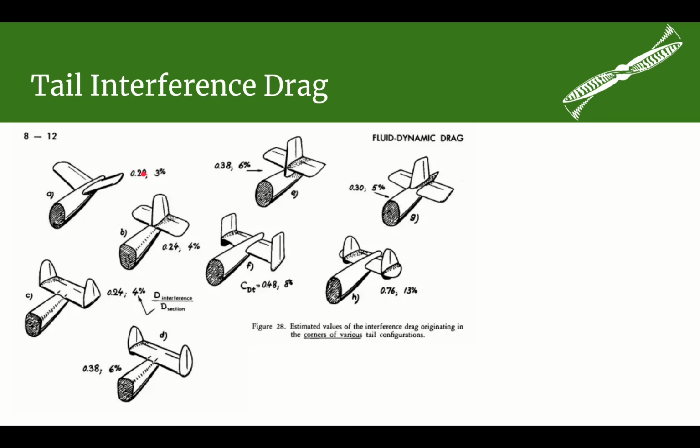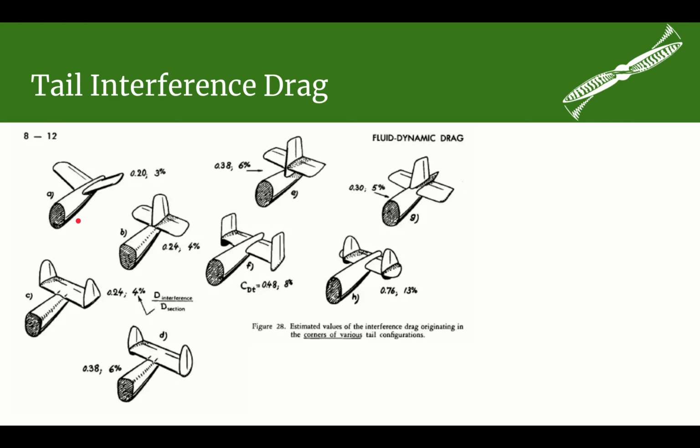Now, where are we going to get that interference drag? So it's going to be on the top and bottom of the tail surfaces where it intersects the fuselage. So we actually have 4 areas where we get interference drag. The top on the left side, top on the right side, bottom on the left side, and bottom on the right side. So that's 4 areas where we can get interference drag. And that's for a V-tail airplane.